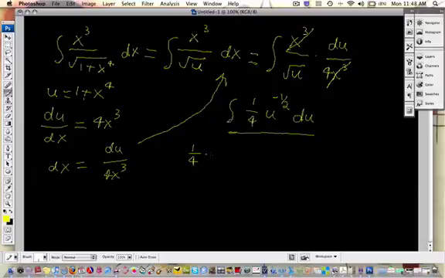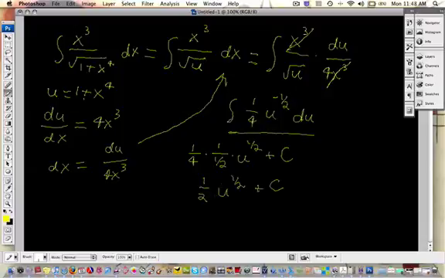Well, negative 1/2 plus 1 is 1/2, so it's 1 over a half times u to the 1/2 plus c. And this is because 4 times a half is 2, so it's 1 over 2, or just a half. You can check that algebra on your own. 1/2 u to the 1/2 plus c.